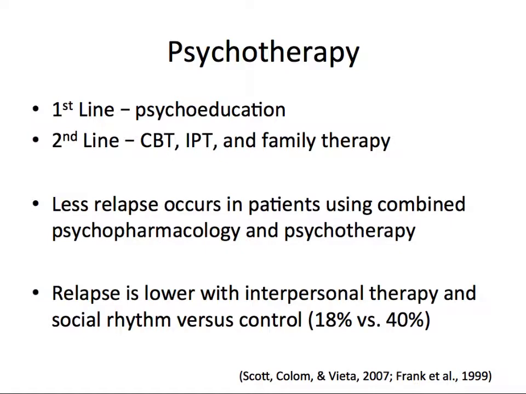In terms of psychotherapy, the first line is psychoeducation. The second line includes cognitive behavioral, interpersonal, and family therapy. In studies, it's been shown that there's less relapse in patients using combined psychopharmacology and psychotherapy. In one study, it was shown that the relapse rate is lower with the use of interpersonal therapy and social rhythm versus the control.